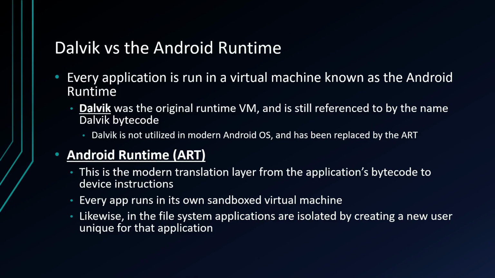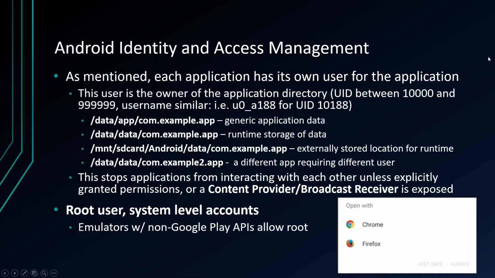Now, every application on an Android emulator or physical Android phone runs inside a virtual machine known as the Android Runtime, ART. You may hear the term Dalvik Virtual Machine, which was the original runtime for Android. Sometimes, people still refer to Dalvik bytecode when talking about decompiling an application into its source code and machine code. However, Dalvik VM is no longer used in modern Android versions. Instead, it has been replaced by Android Runtime, ART.